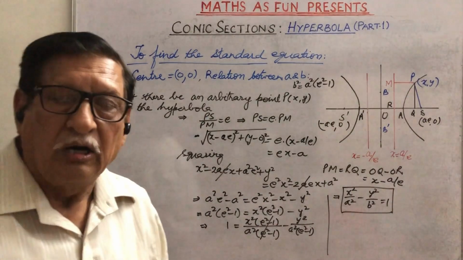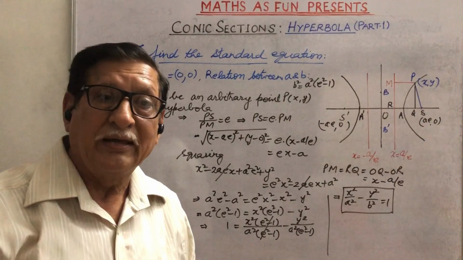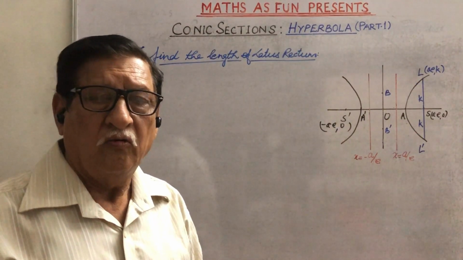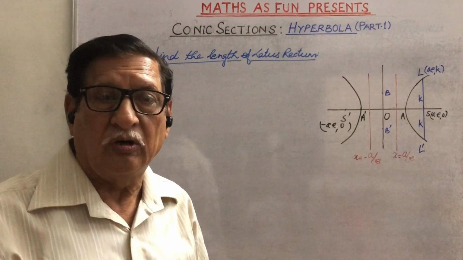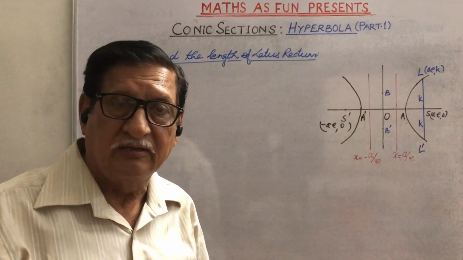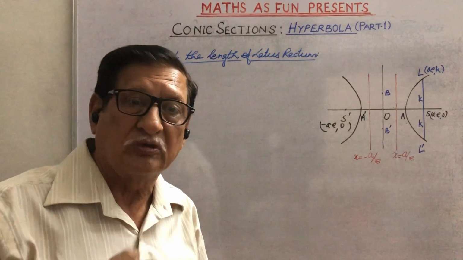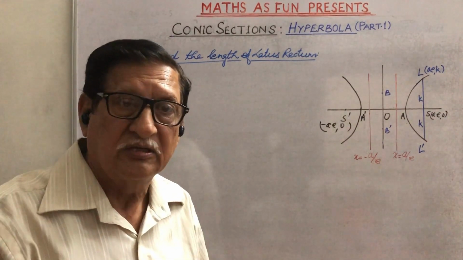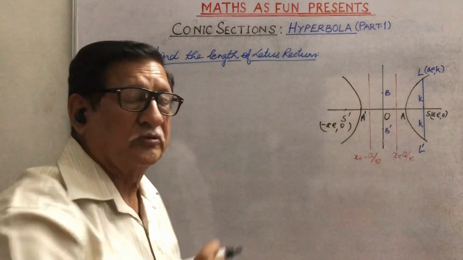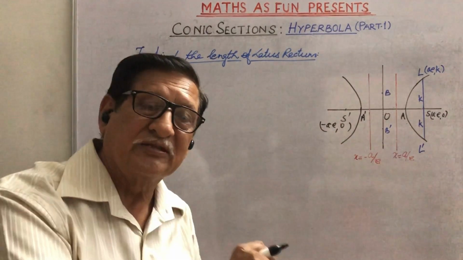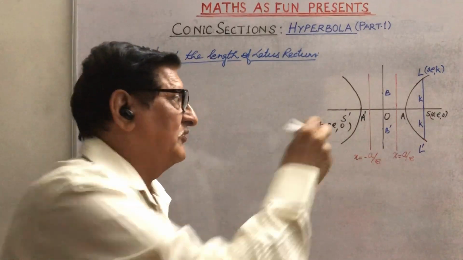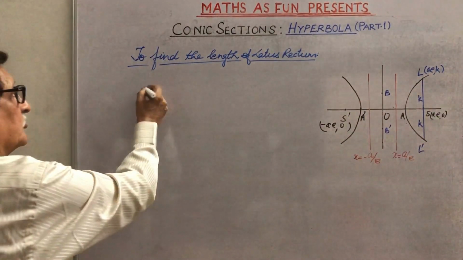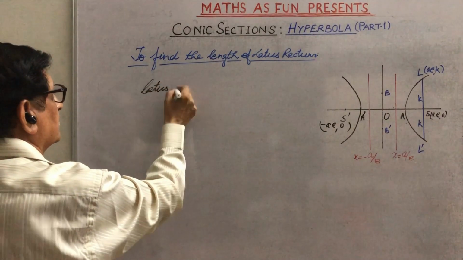Now we learn how to find out the length of latus rectum of the hyperbola. We know that the latus rectum of a conic section is the double ordinate through the focus of it, or we say it is a chord which is perpendicular to the main axis. Here it is the transverse axis and passing through the focus. So here we take L dash as the latus rectum.